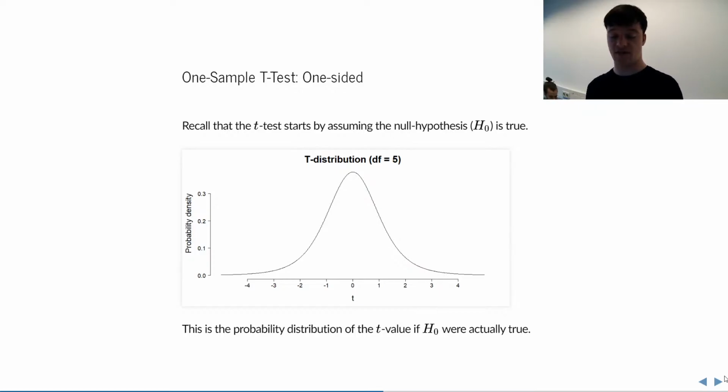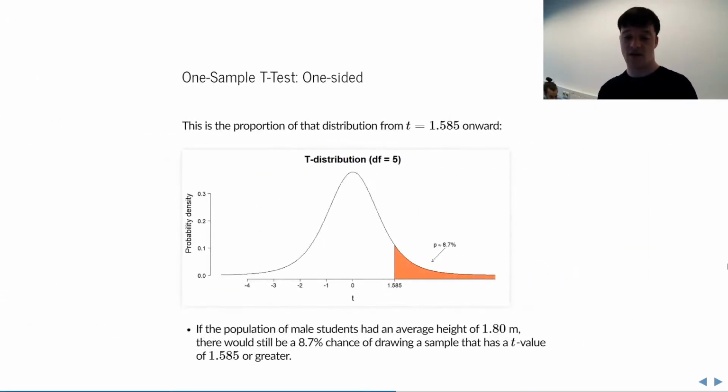Now, what does the t-value then tell us? It tells us if we fill in this 1.585, which is what we observed in our t-test, then we can color in this area, so we can calculate what is the probability from this value onwards, and that gives you the value 8.7%. So it means if the null hypothesis were true, so if in the population men have a height of 1.8 meters exactly on average, then there's still an 8.7% chance that when you draw a sample it would have this large a deviation from it, right? Because our sample was 1.85 on average.